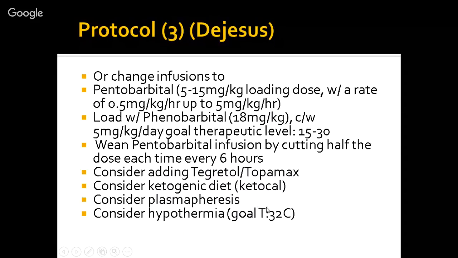Plasmapheresis, sometimes it helps if it's autoimmune. And hypothermia, which actually is 32. There you go. Oh, that's different from 36.